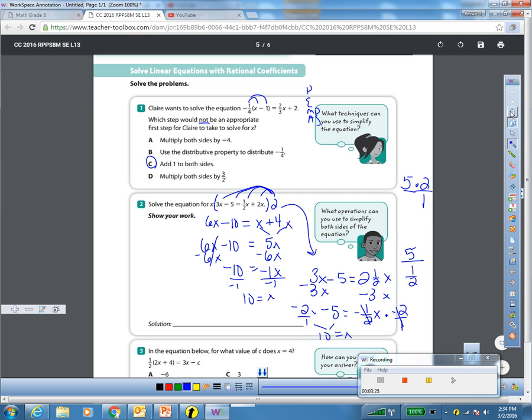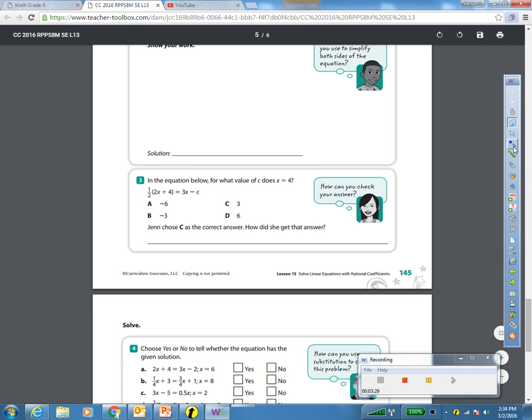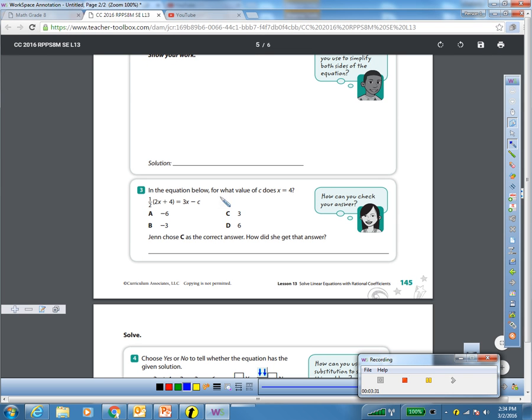Okay, last one. Looking at this one, the wording's maybe a little confusing. We talked about this in class. It's asking you to plug in 4 for x. And then you're going to pick the value for c that would work. So I'm going to plug in 4 everywhere I see an x. And then I'm going to figure out what c has to be.